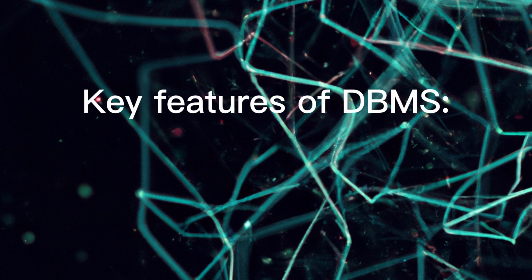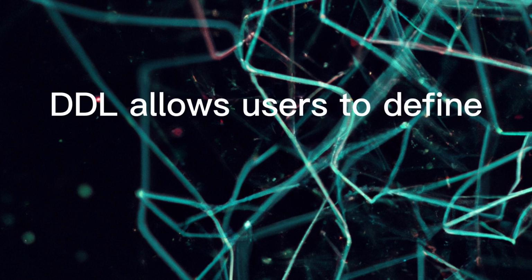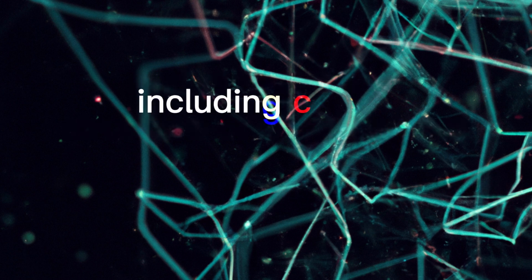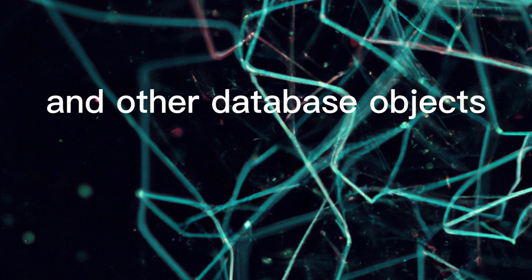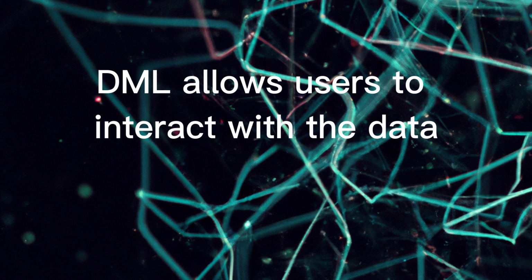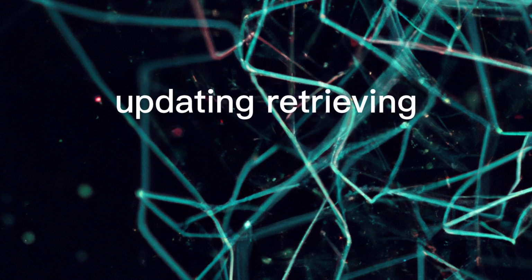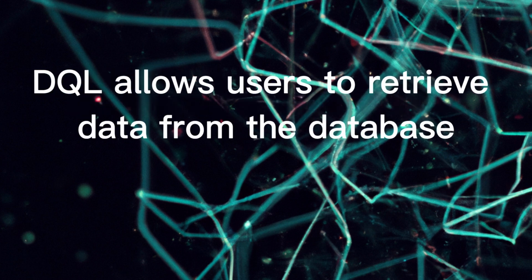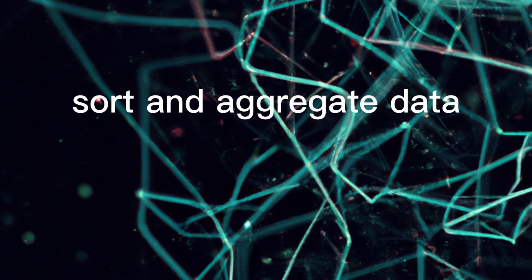Key features of DBMS. 1. Data Definition Language, DDL, allows users to define and manage the structure of the database, including creating, modifying, and deleting tables, views, indexes, and other database objects. 2. Data Manipulation Language, DML, allows users to interact with the data stored in the database, including inserting, updating, retrieving, and deleting data. 3. Data Query Language, DQL, allows users to retrieve data from the database using query operations, such as select, to filter, sort, and aggregate data.